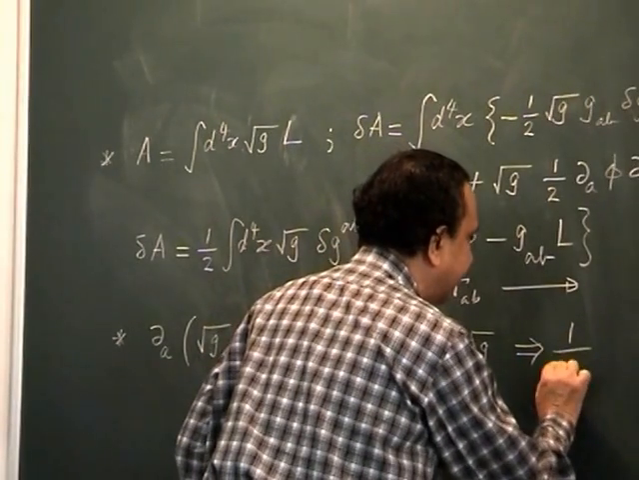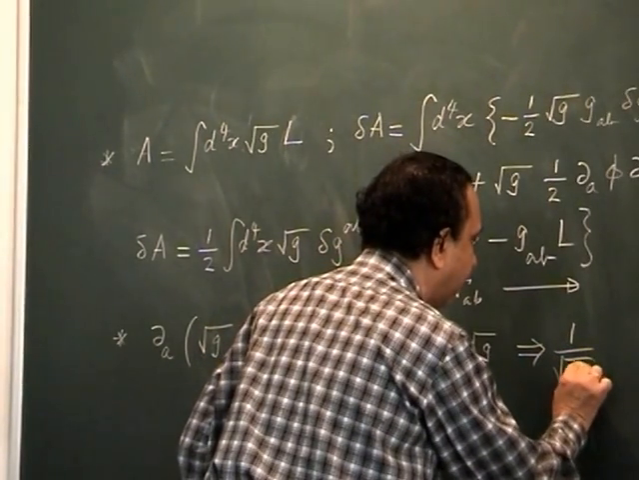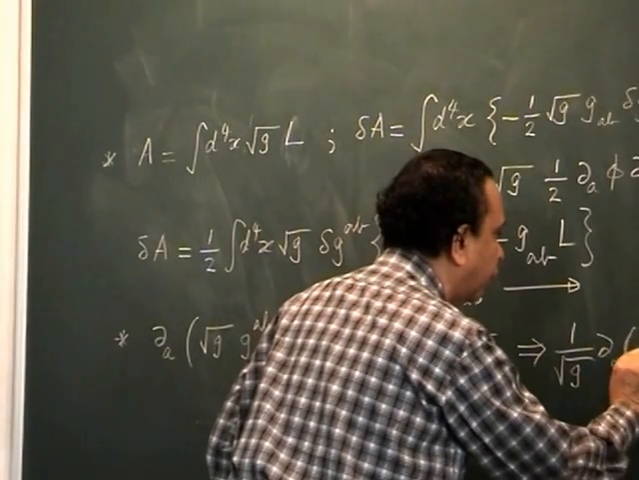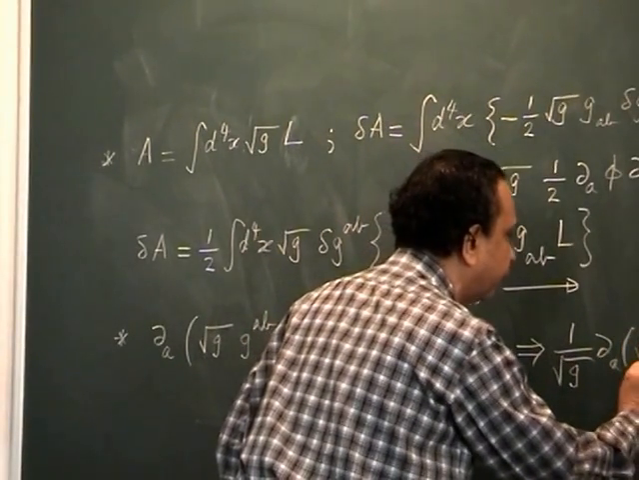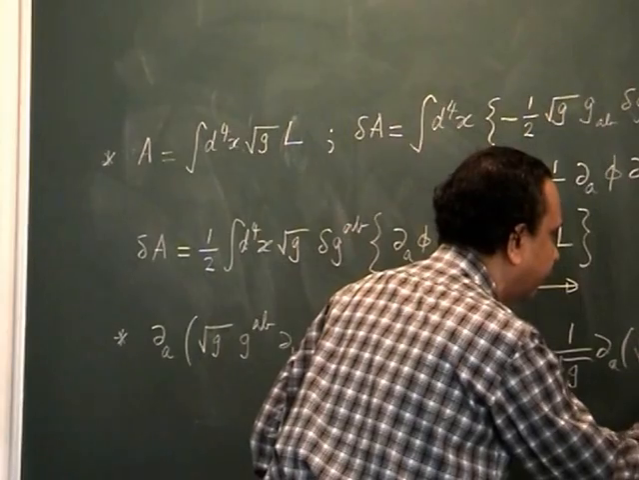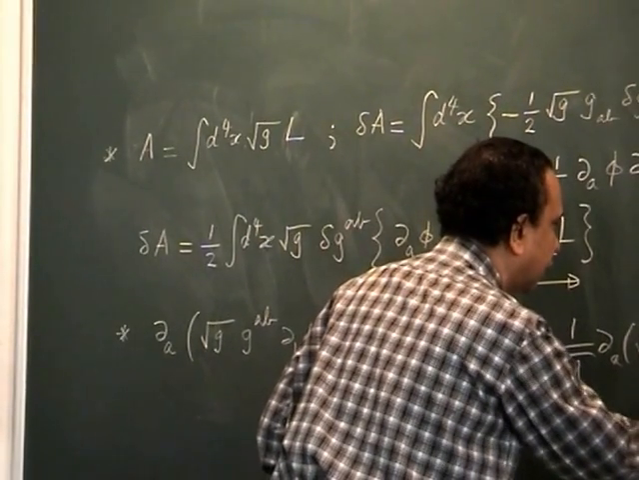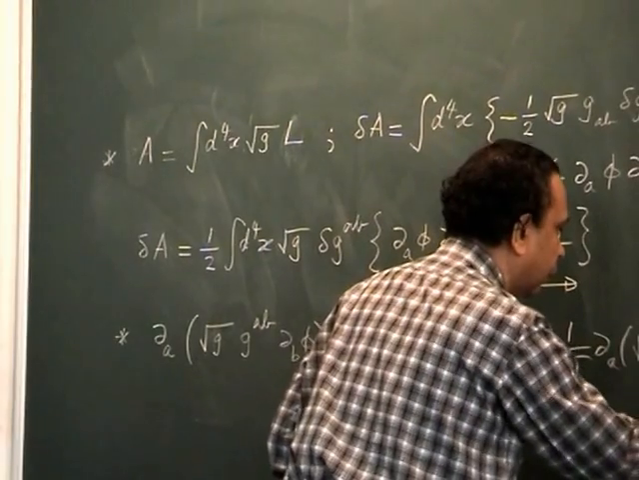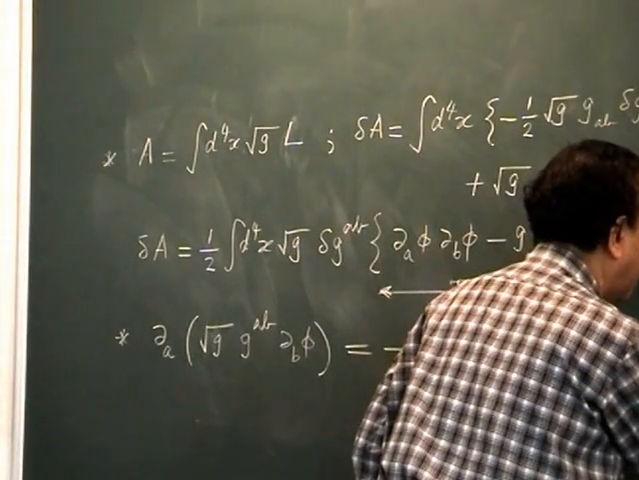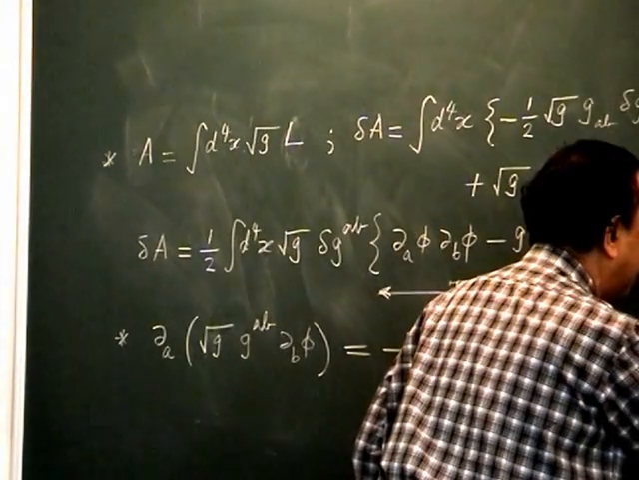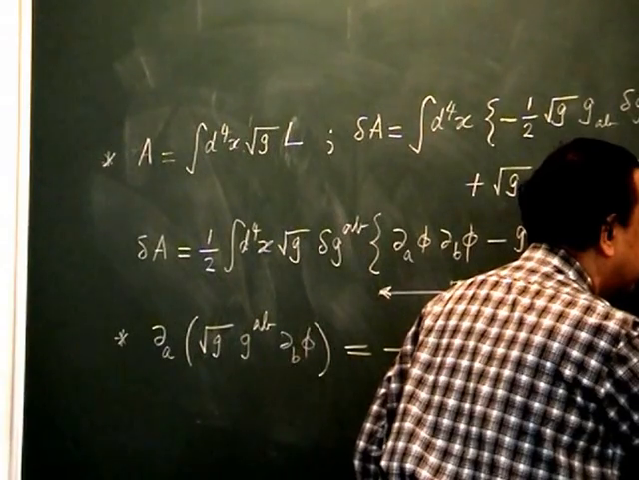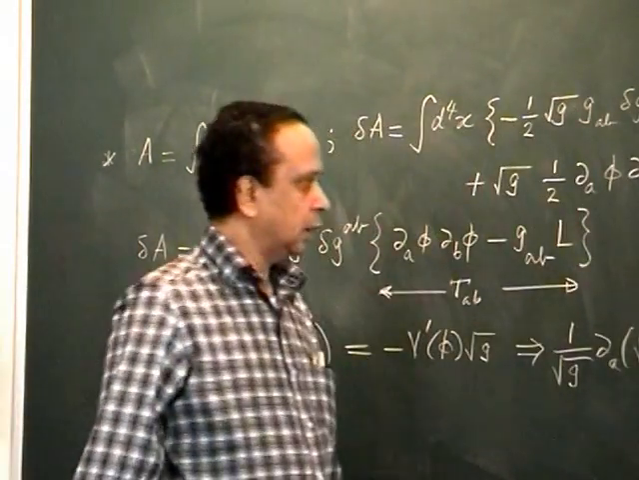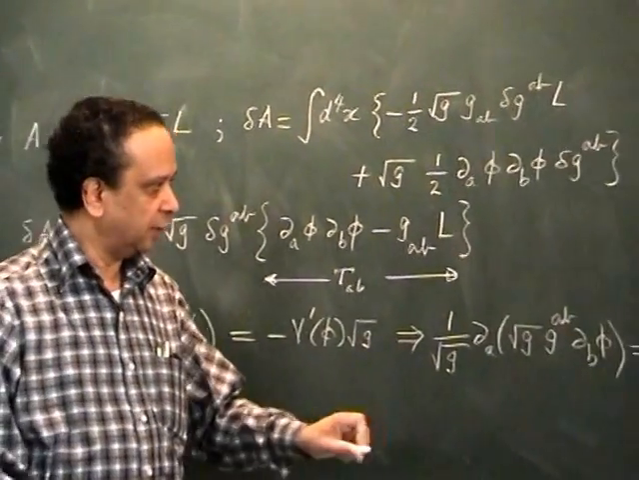So this can be written in a nice way as 1 over root g ∂_A of root g g^AB ∂_B phi equals minus V prime of phi. This is what the field equation will look like.